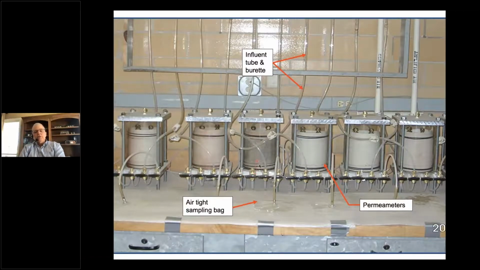We'll use cell pressure. We'll either use that from an elevated reservoir that's at a higher elevation to provide more pressure, or we will use air pressure to elevate the cell pressure. We'll often collect the effluent rather than in a burette, just in an airtight sampling bag. This provides us with good control and allows us to really get a good assessment of the geochemistry with minimal alterations with the rest of the apparatus. So that's another technique as opposed to using a burette.